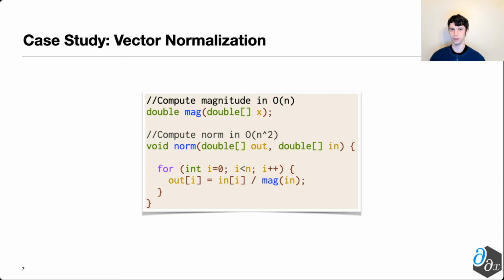For example, here we have a function which computes the magnitude of a vector in O(n) time. We have a second function which normalizes a vector in O(n^2) time. Inside of that function, there's a for loop that sets the output at a given index to equal the input at that index divided by the magnitude computation, which consequently means that its runtime is O(n^2). An optimization that you might want to do is to pull that call to the magnitude function outside of the loop, reducing the runtime from O(n^2) to simply O(n).